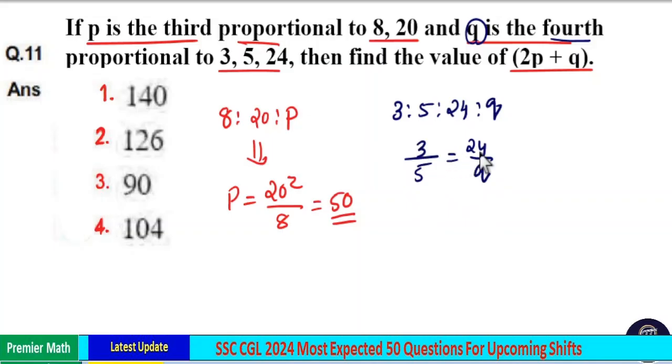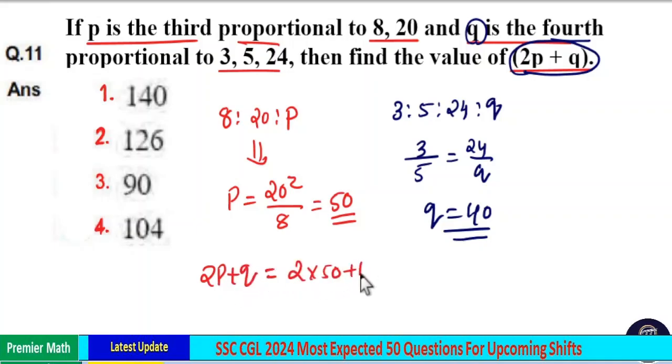Now 3 goes 8 times in 24. So 5 into 8 is 40. So Q is equal to 40. Now we need to find the value of 2P plus Q. So 2P plus Q is equal to 2 into 50 plus 40, which is equal to 140.